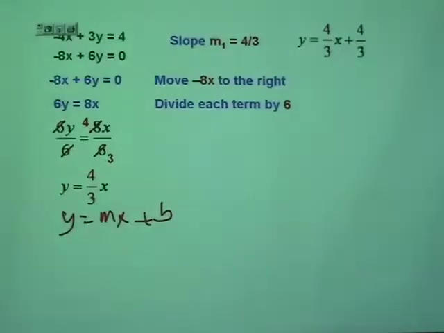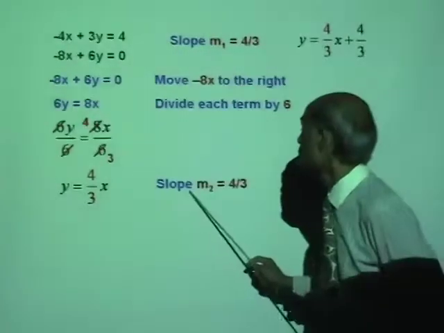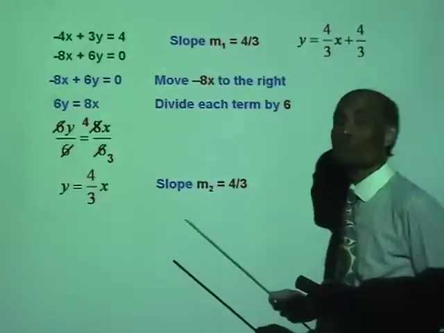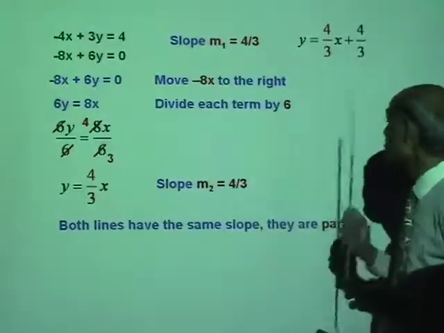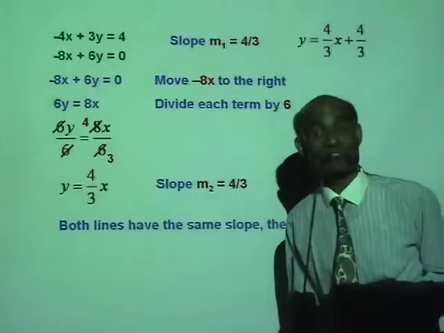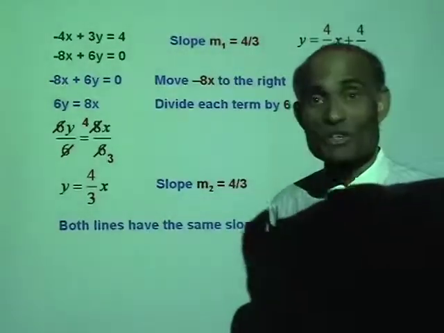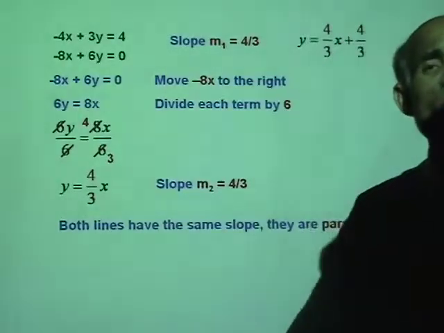Well, what you now have is two lines that have the same slope. So slope m2 equal to 4/3. Both lines have the same slope. That means they are two parallel lines. Is that right? I want you to draw the graph of that equation and see whether you can.